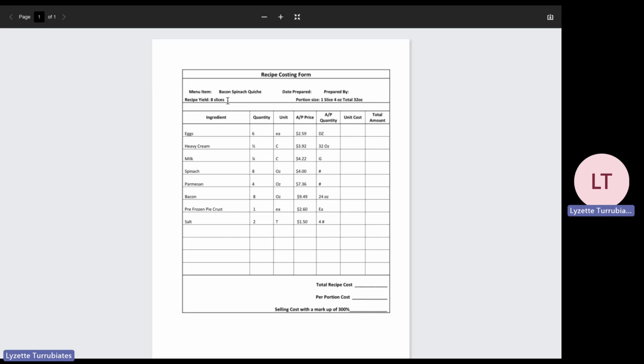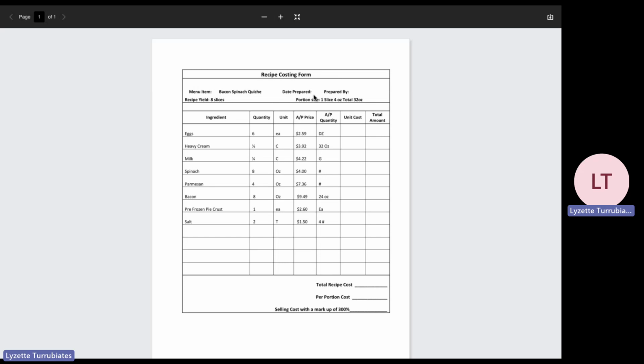So let's look at the way the form is set up, what each little category means, before we even get started with the math, right? Typically on a recipe costing form, you're going to see the menu item. You'll list it here. For this particular menu item, we're making a bacon spinach quiche, but that could be anything, right? Carrot cake, focaccia, I don't know, eggs Benedict. But in particular for this one, the menu item is quiche.